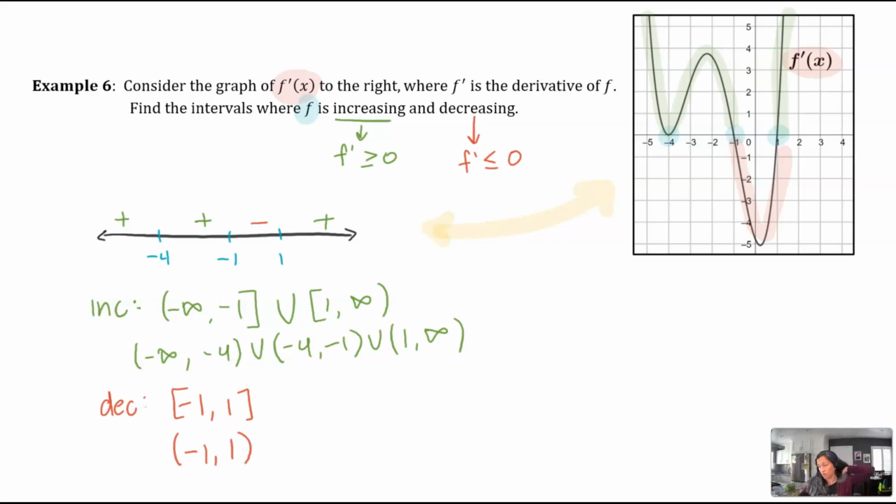So there you go. That's our intervals of increasing, decreasing from a graph of our first derivative.